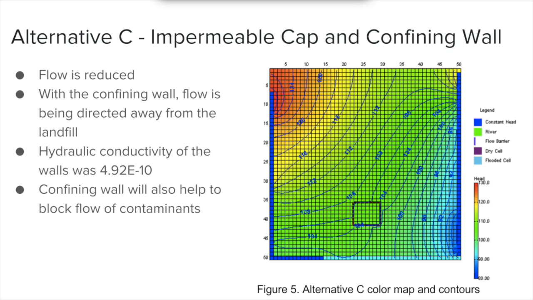Here we have alternative C, where we continue with the impermeable cap and add a confining wall. Because of the confining wall, we are able to reduce the flow, and we are able to direct the flow away from the landfill. The wall itself has a hydraulic conductivity of 4.92 e to the negative 10.